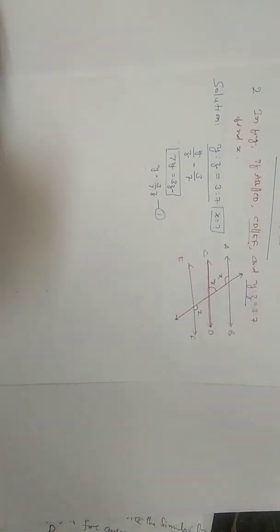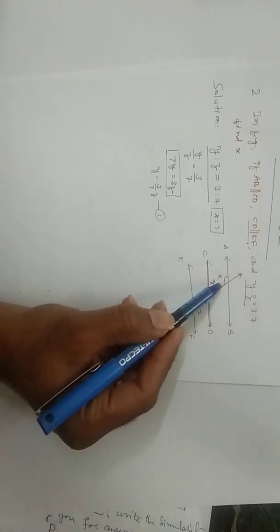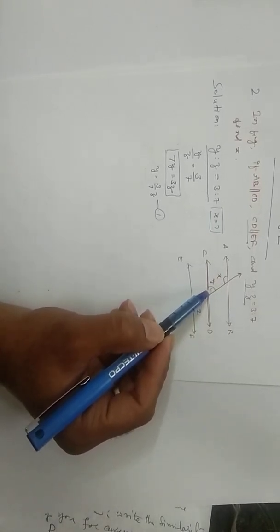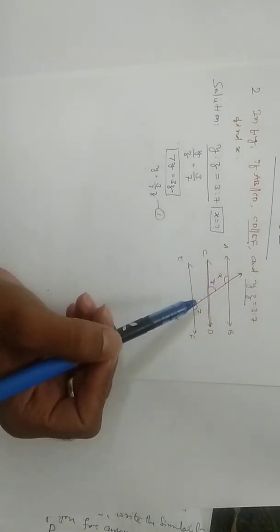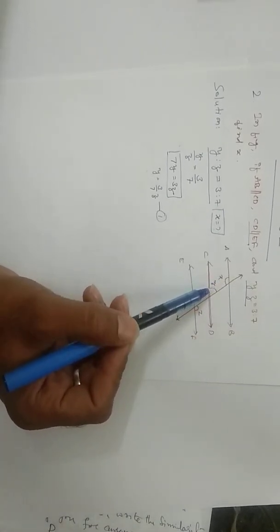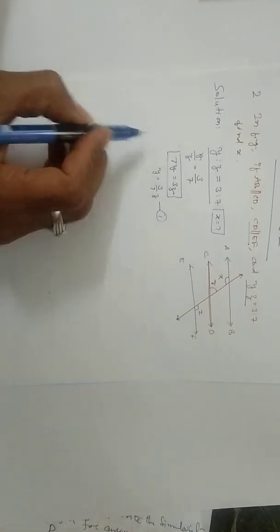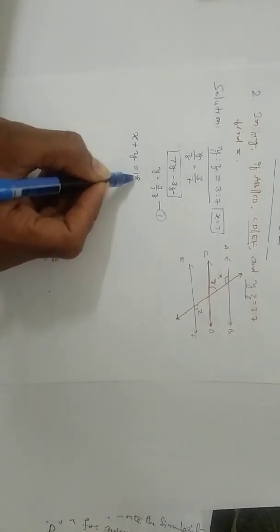And by seeing the figure itself, see here x and y. These are the interior angles on one side of the transversal. See, the sum of these two angles will be 180 degrees. x plus y is equal to 180 degrees.